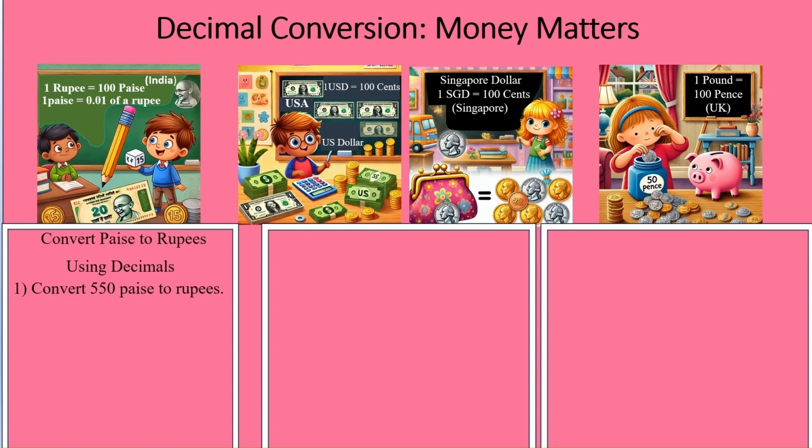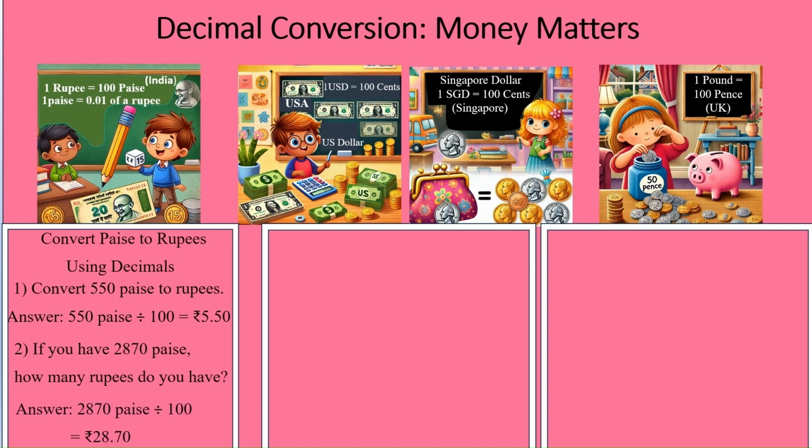So you know that 1 rupee is 100 paise, so you have to divide it by 100 and we get rupees 5.50. If you have 2870 paise, how many rupees do you have? Divide that by 100 and you get rupees 28.70.